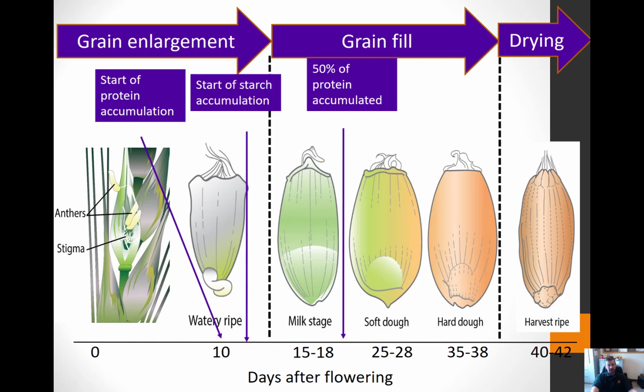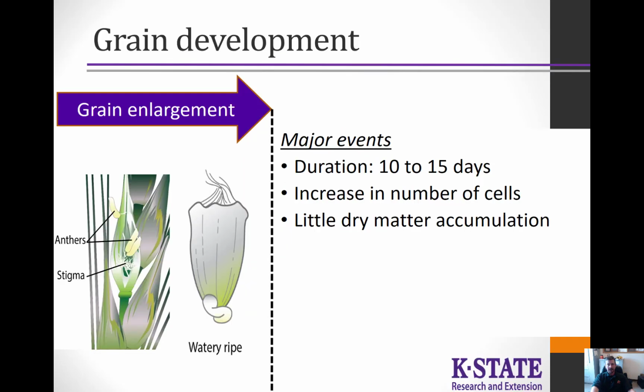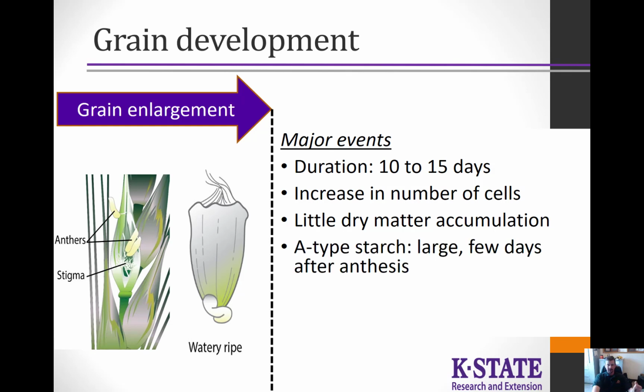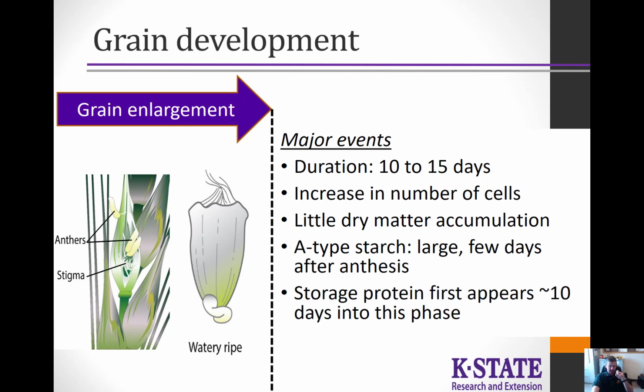Now your accumulation starts about 11 days after you have pollination. And the duration of these events, so the grain enlargement, the duration is 10 to 15 days post-flowering, where you have the increase in cell numbers, but very little dry matter, because you have the cells dividing and increasing, but you really don't have a lot of dry matter accumulation. You have the type A starch laid in a few days after anthesis, which is the large, and then the storage proteins first appear about 10 days into this phase. So about day 10 is where you start getting your protein accumulation.